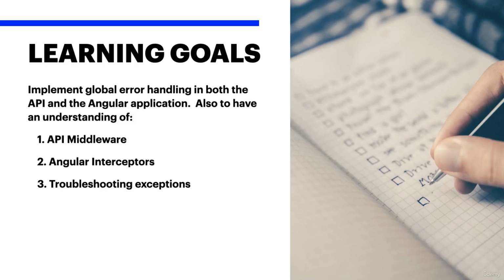So we've reached the end of section 7, and in this section it was all about error handling. And what we've done here is we've implemented global error handling in both the API and the Angular application.